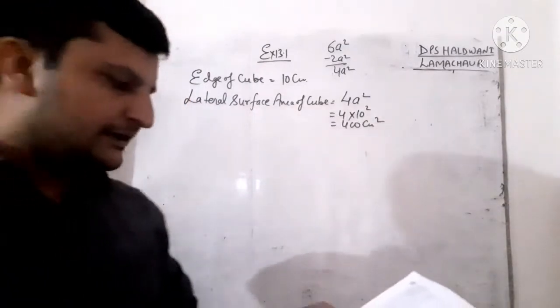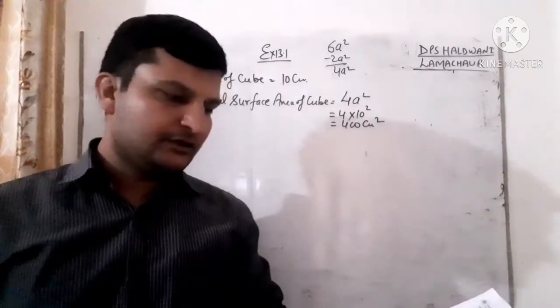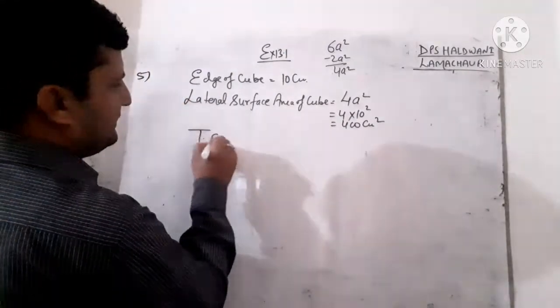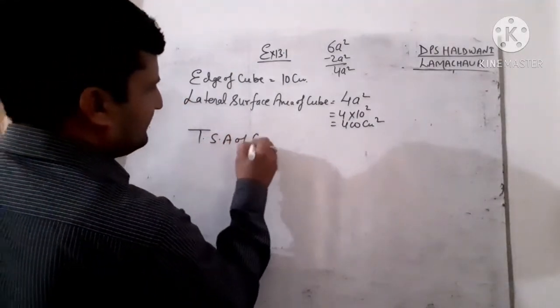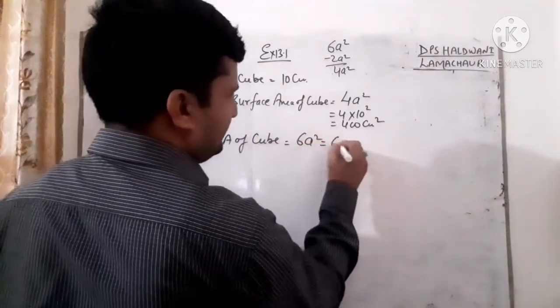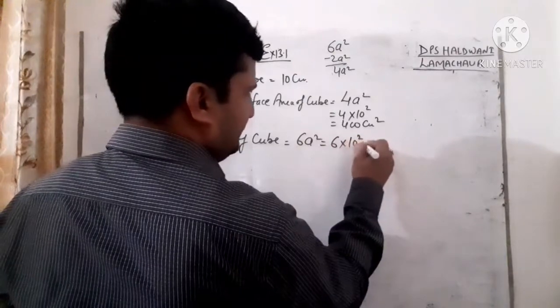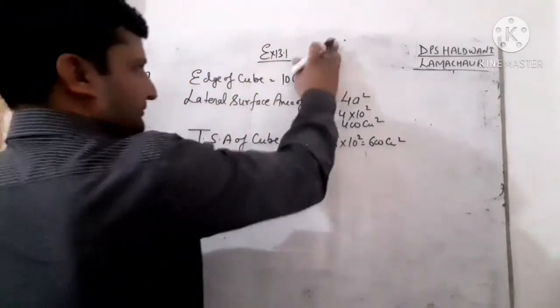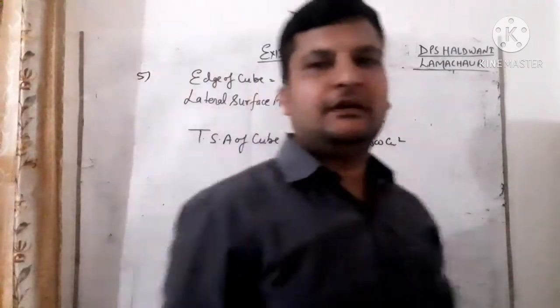And then after, in the second part, which box has the smaller total surface area, we can find the total surface area also. TSA of cube is equal to 6a square. This will come 6 into 10 square, that is 600 centimeter square. So students, this we have found.